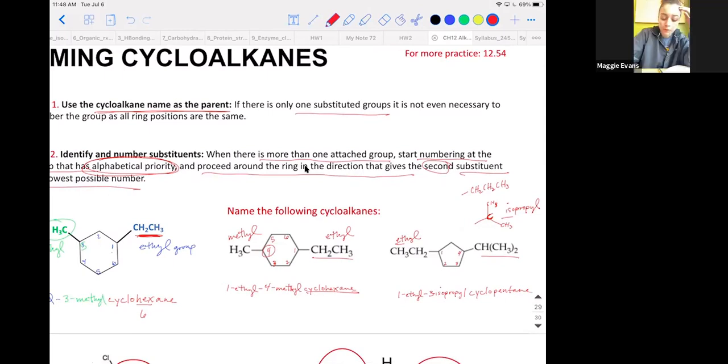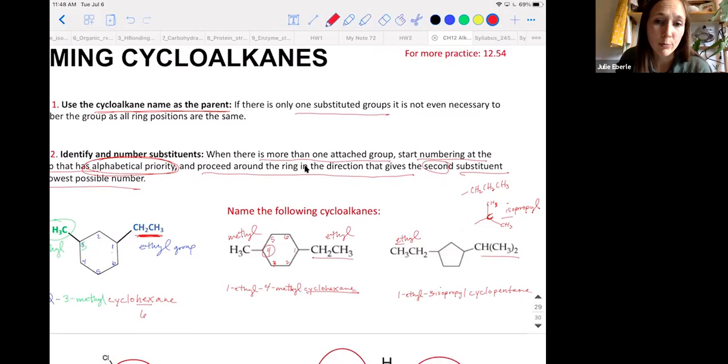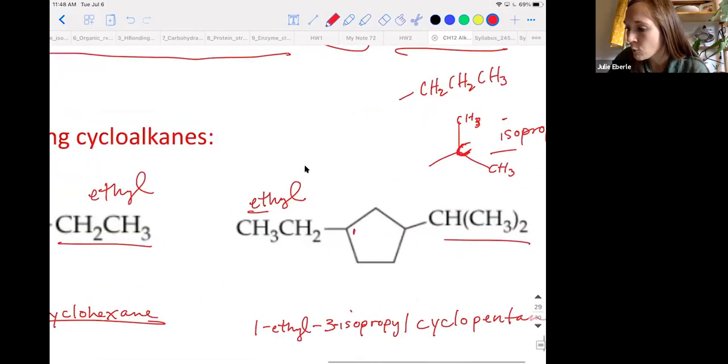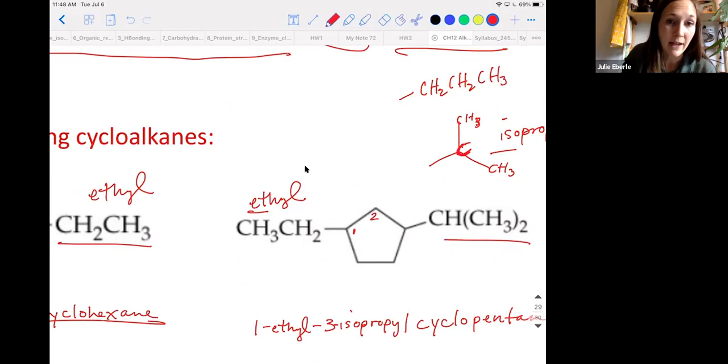And you started with ethyl because it starts with an E? Yes, because that one has alphabetical priority. Ethyl goes first alphabetically, so that's why we give it a 1. Or start numbering with the letter that's higher up in the alphabet, if that makes sense. And so that would be carbon 3, carbon 4, and carbon 5. Okay.